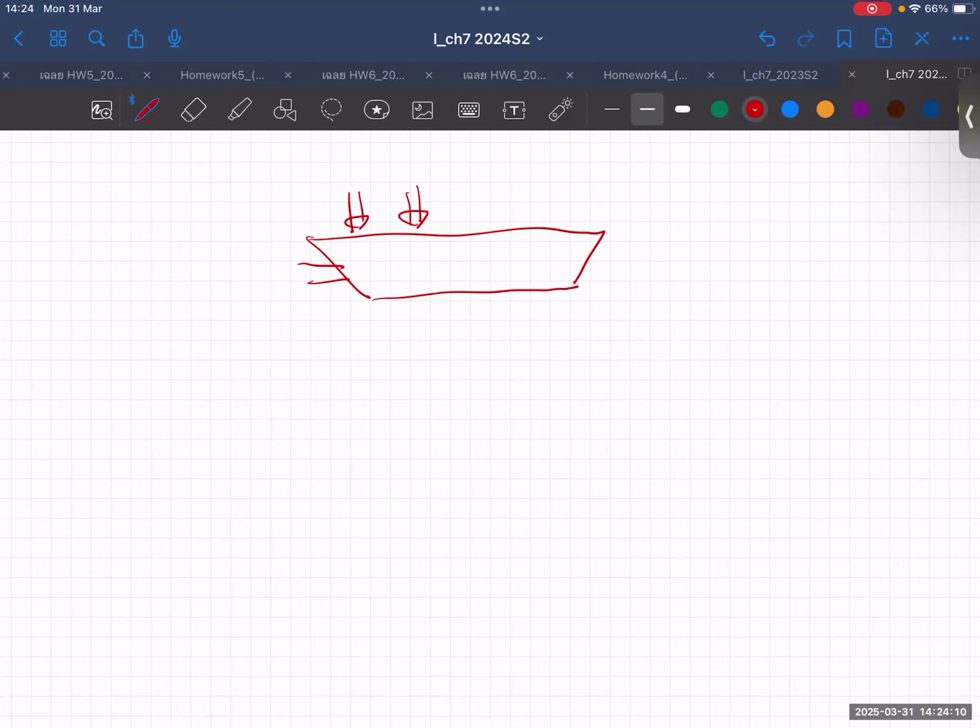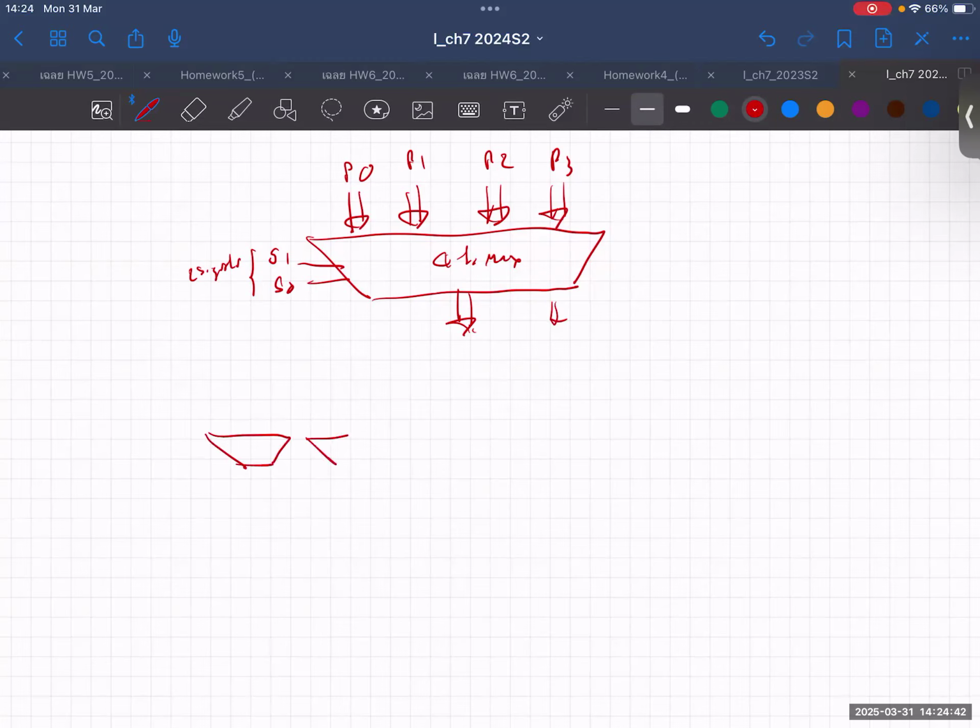So basically what we say is you have four ports: port 0, 1, 2, 3. So what is a 4 to 1 mux? You need two control signals, S1 and S2, and it gives out one port here. You need two control signals. So what does it look like? You need 4 to 1, right? So basically you have 4 to 1 muxes.